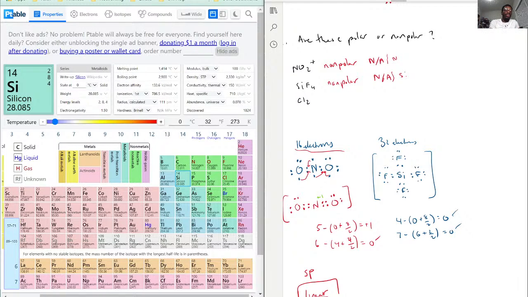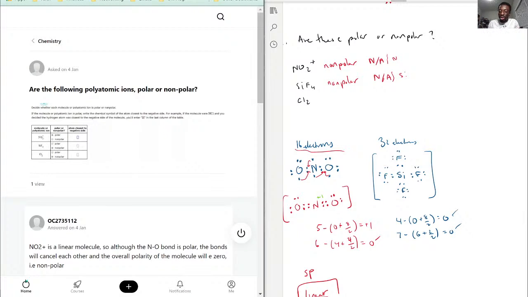So now for the last one, Cl2. This one is just 2 chlorines. Each one has 7 electrons, that's 14 total. And it's going to be Cl, Cl. So this one right away, you know for sure, they're going to be non-polar because they're both the same element, so they're going to equally pull at each other.